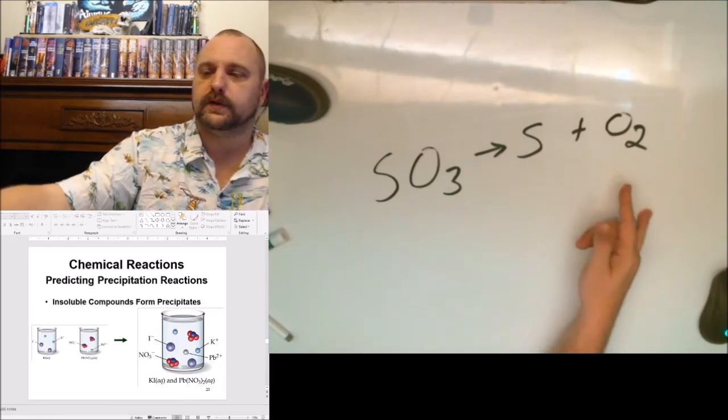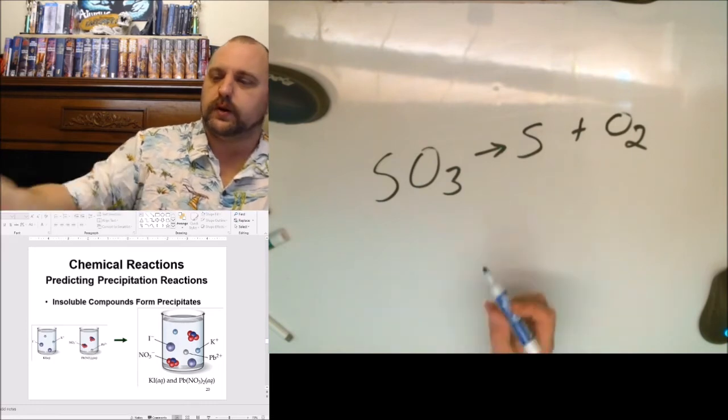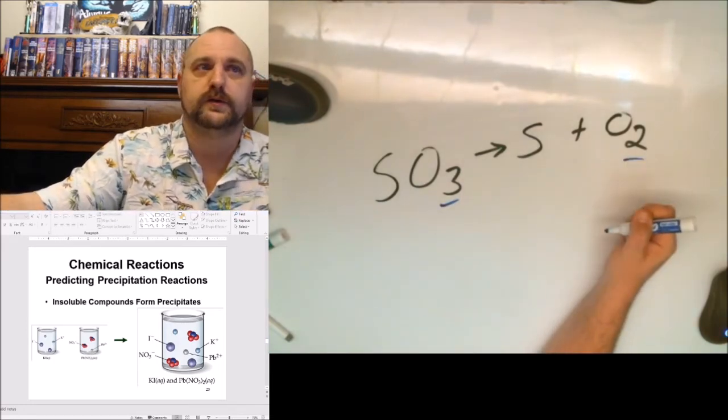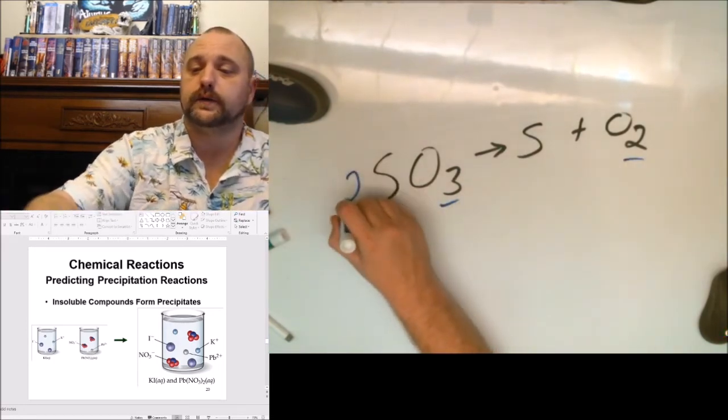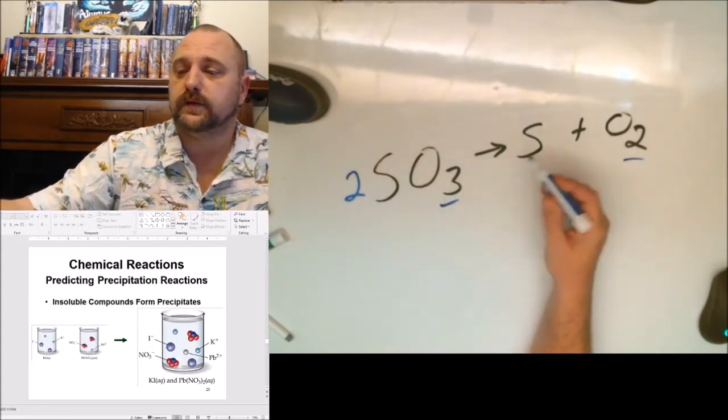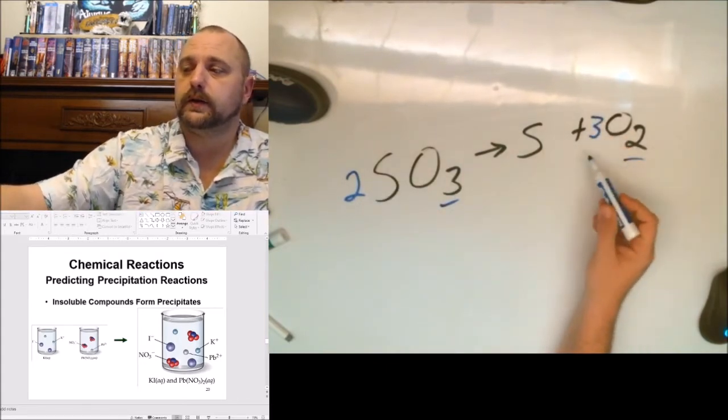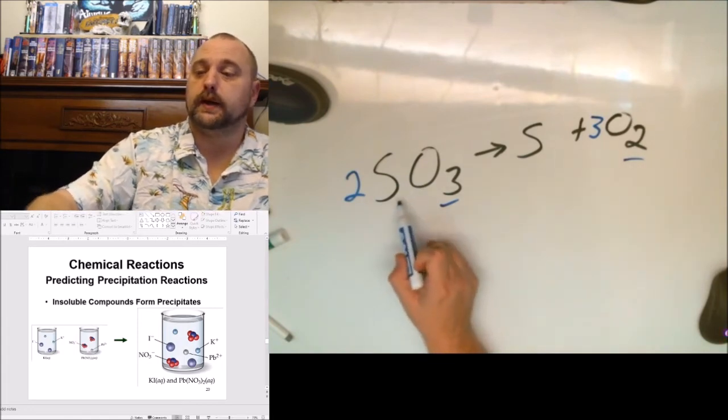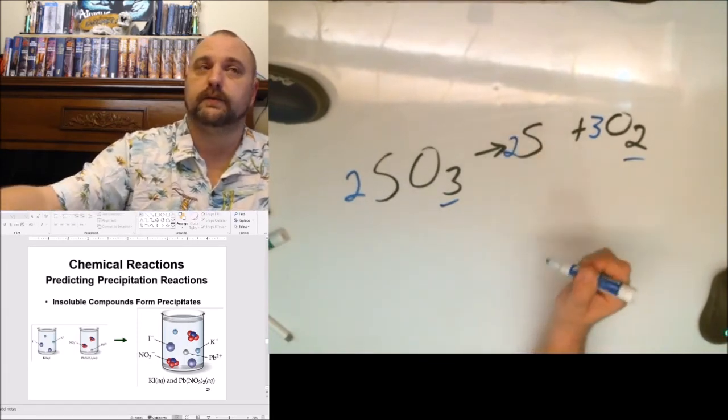AB goes to A plus B. I'm going to use the same trick. Packs of 3, packs of 2, least common multiple. I'll put a 2 here to get 6 oxygens, 3 here to get 6 oxygens. Keep in mind I now have 2 sulfurs. I'm going to come back and fix that as well.